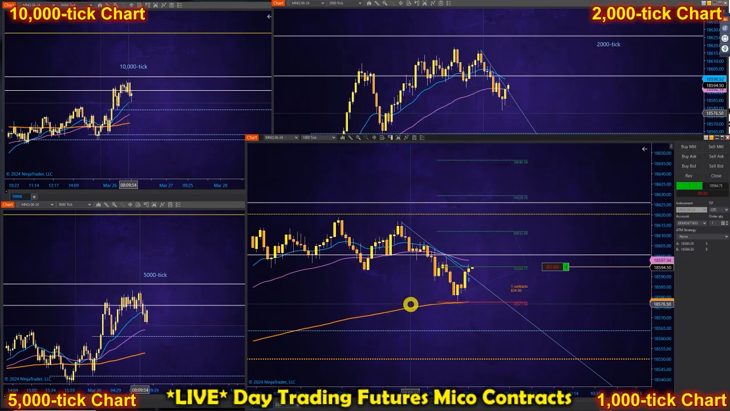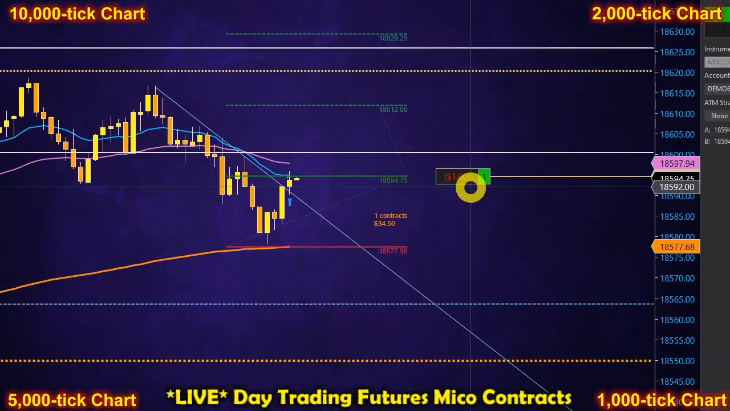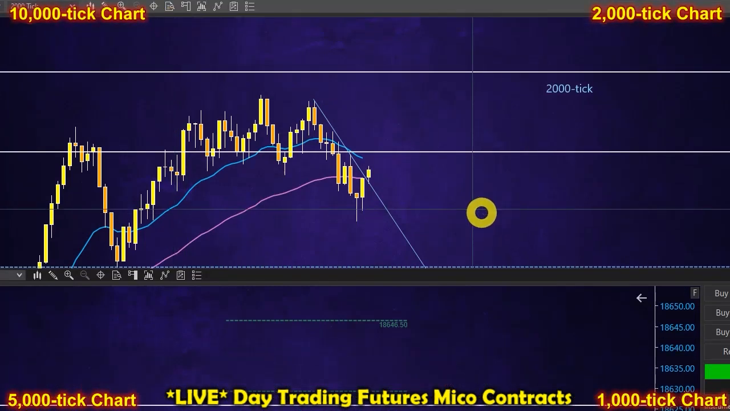All right, we're going to give it a shot here. 1-to-1, try to return. The 5,000 tick chart looks good. Bouncing off the caution zone here, breaking trend lines on the 1,000 and 2,000 tick chart. I'll give it a shot.